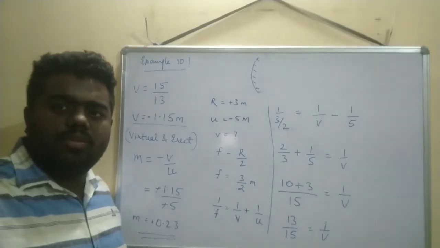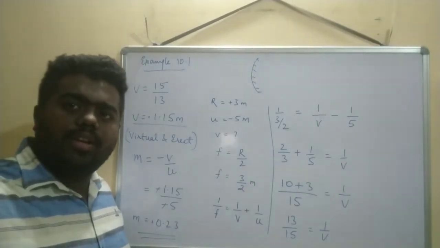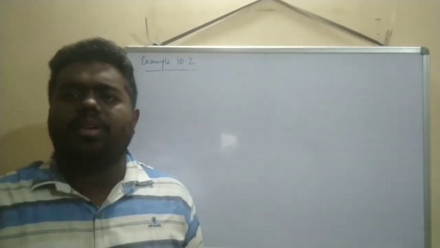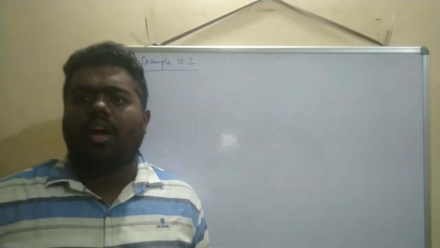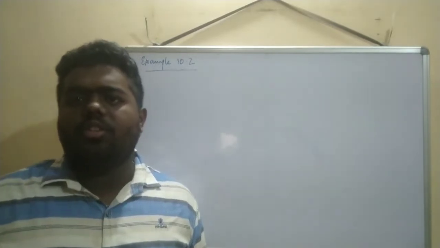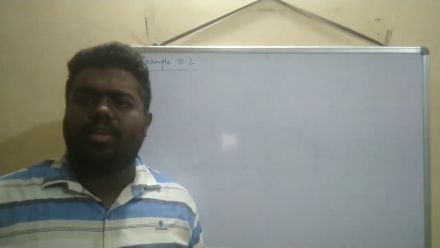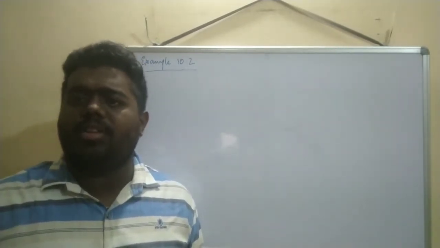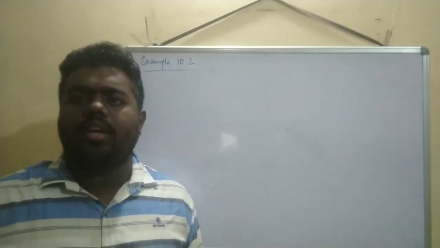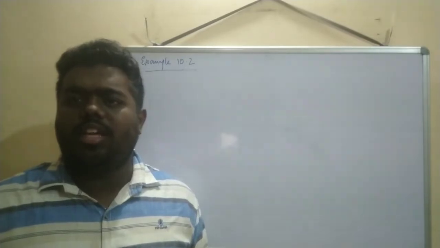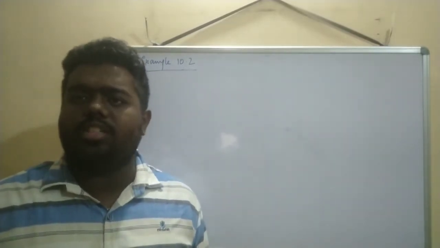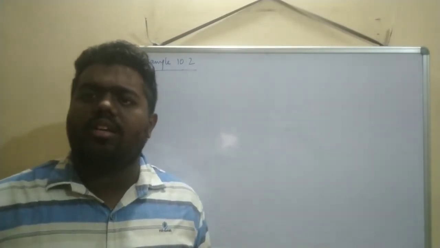So let's move to the next numerical. In example number 10.1, we have seen it for a convex mirror. Now we will see one numerical for a concave mirror, that we can see in example number 10.2. In that we can also get the height of the image, because the height of the object is mentioned. So let's read the numerical.